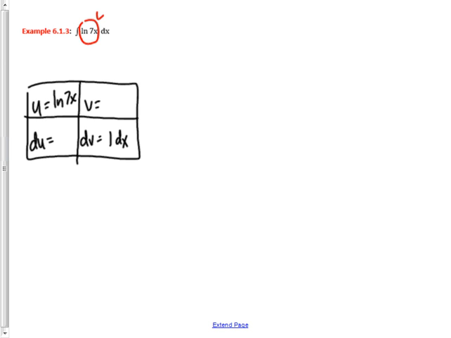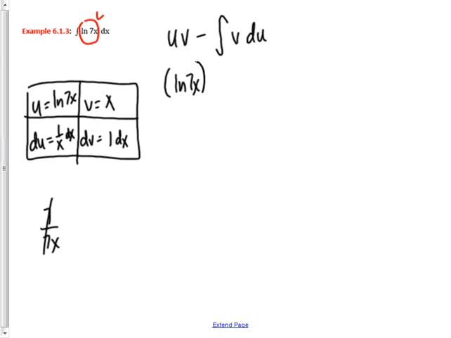Okay, so if I fill in the rest of the box, remember to take the derivative of the natural log. It's what's behind the ln, and then the derivative of that on top. So I just get 1 over x dx is the derivative of that because those 7's cancel. And then to integrate 1, you know it's just x. So uv minus the integral of v du. So natural log 7x times x minus the integral of v times du.